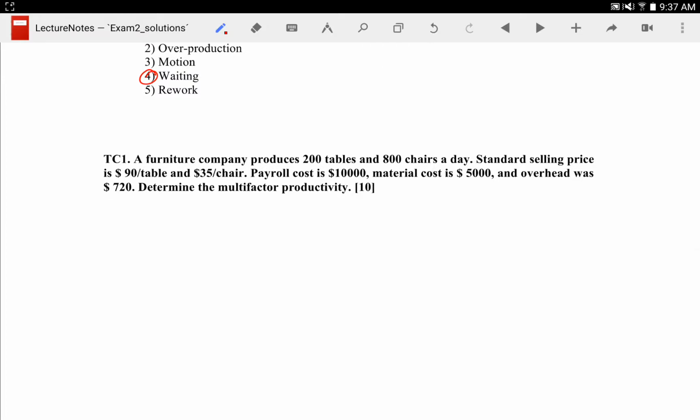A furniture company produces 200 tables and 800 chairs a day. Standard selling price is $90 for a table and $35 per chair. Payroll cost is $10,000, material is $5,000, and overhead is $720. Find the multi-factor productivity. Well, multi-factor productivity, or any productivity for that matter, is just output divided by input.